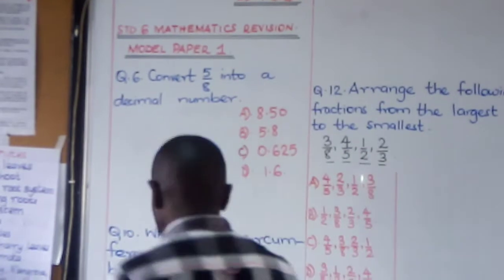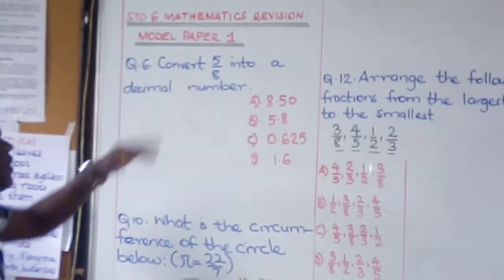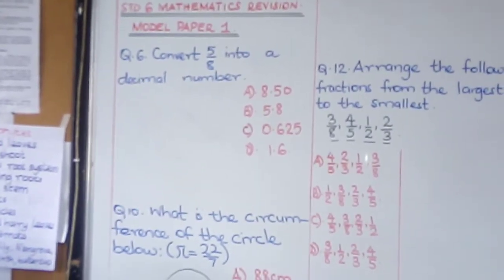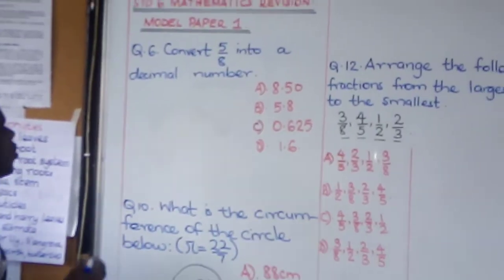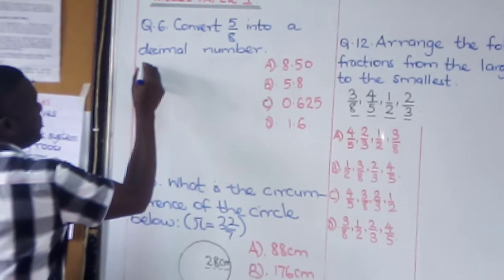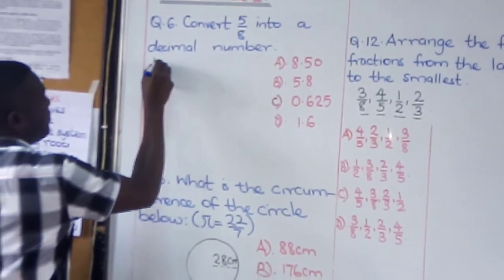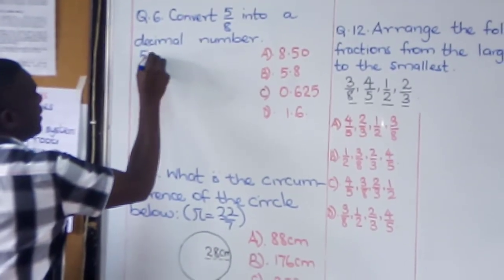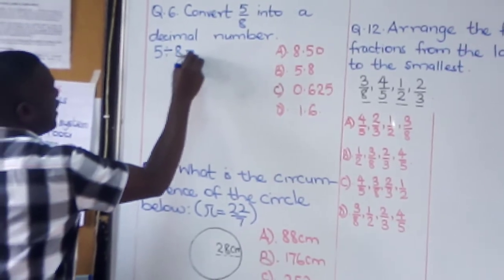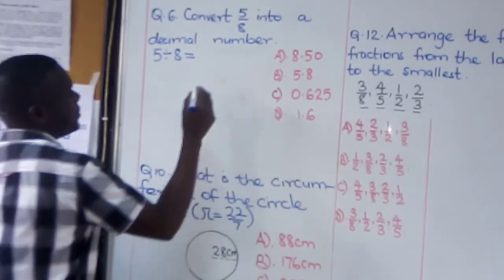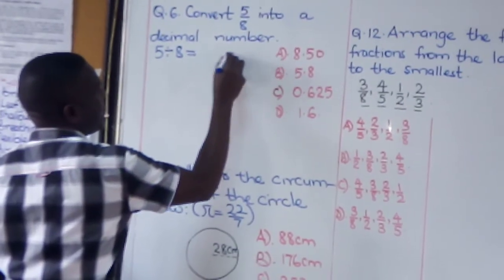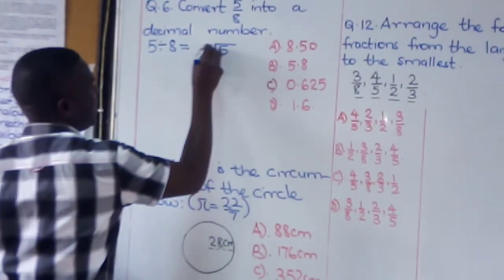Let us go straight to question 1. Convert 5/8 into a decimal number. And here we are going to use long division. This is like saying 5 divided by 8. And this is what you're going to do. 5 inside and 8 outside.